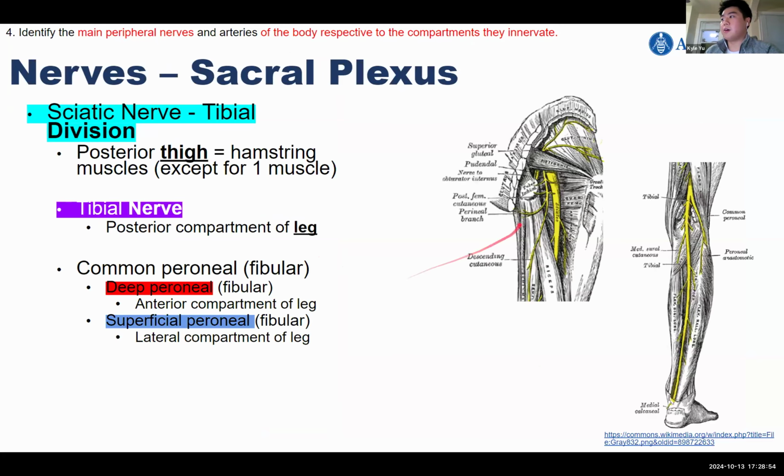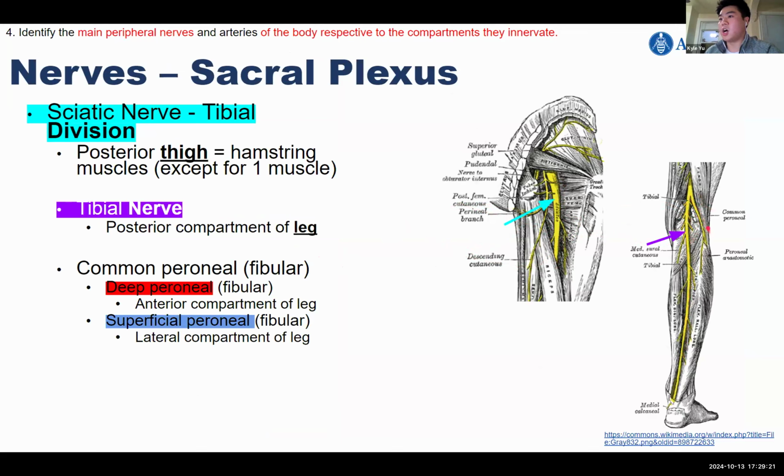And lastly, we have the nerves of the lower leg and the posterior side. So first we have the sciatic nerve. This is the largest nerve in the body, actually. And this supplies mainly the posterior thigh muscles, except for one muscle. And then the sciatic nerve actually divides in two. So it divides into the tibial nerve, and this will keep going down and then supply the posterior compartment of the leg.